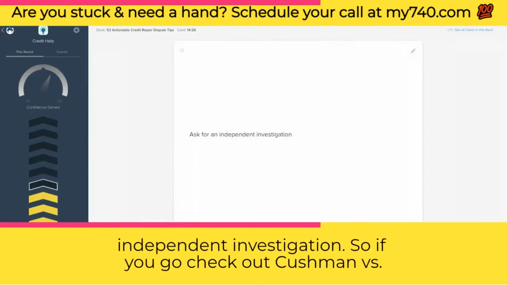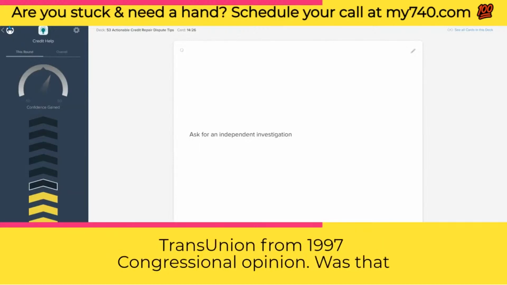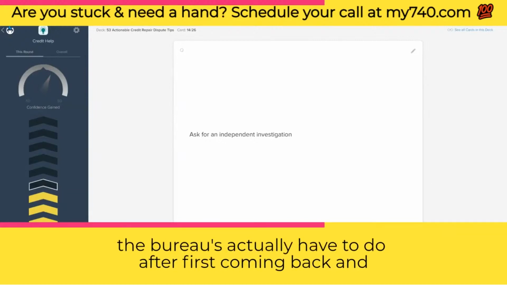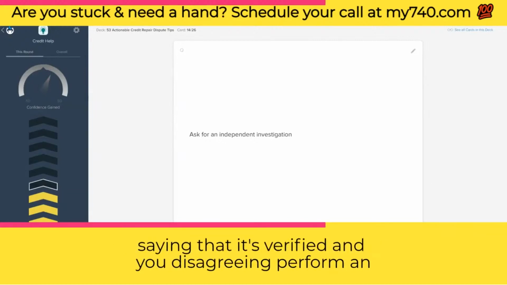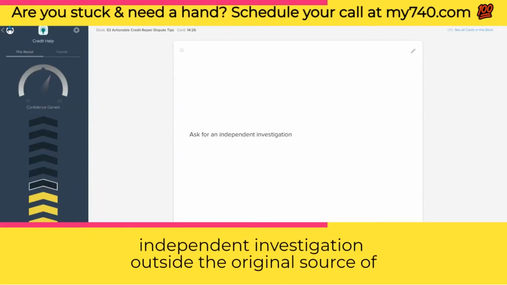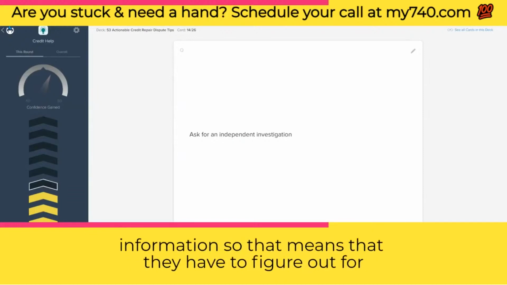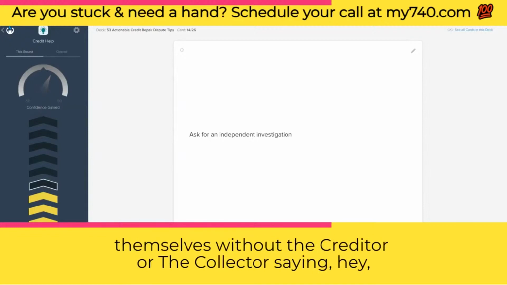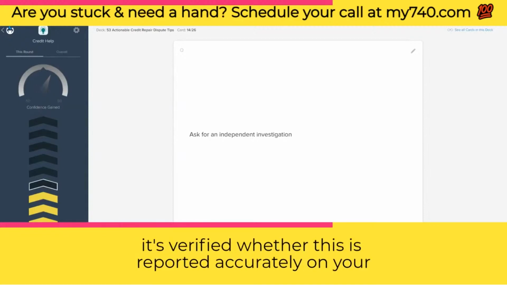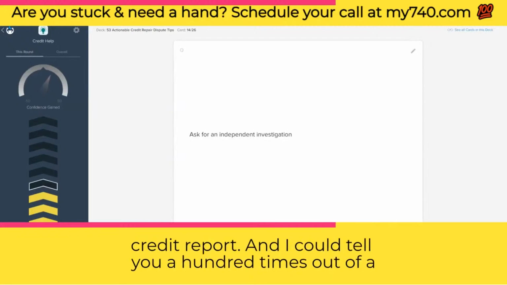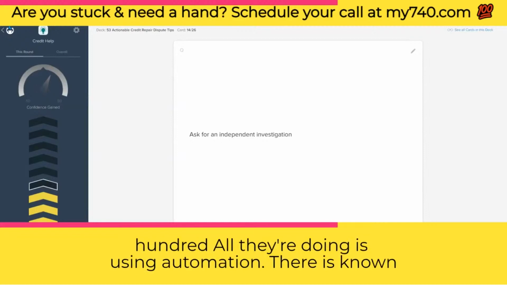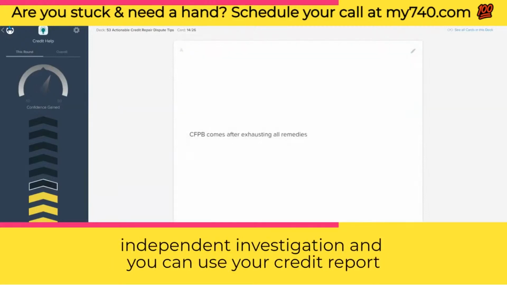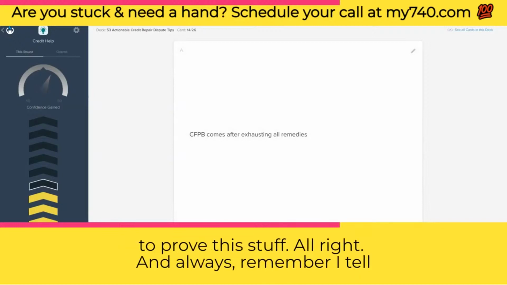You can ask for an independent investigation. So if you check out Cushman versus TransUnion from 1997, the congressional opinion was that the bureaus actually have to, after first coming back and saying that it's verified and you disagreeing, perform an independent investigation outside the original source of information. That means they have to figure out for themselves, without the creditor or the collector saying it's verified, whether this is reported accurately on your credit report. And I could tell you 100 times out of 100, all they're doing is using automation. There is no independent investigation, and you can use your credit report to prove this.